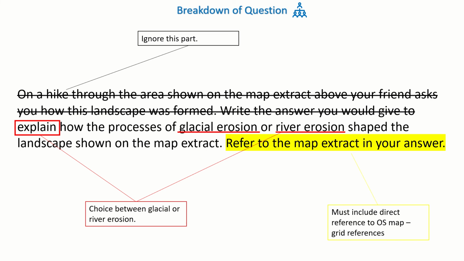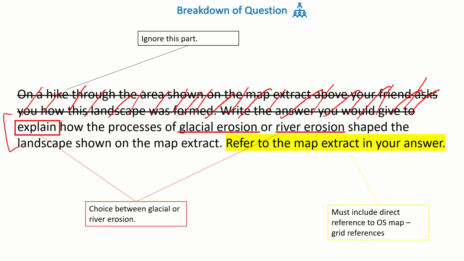This was supposed to come up nice and slowly, so I apologize, but it's jumping for me. What you'll see here is that I've asked you to ignore this first part, because I think asking you to write an answer you'd give to your friend can confuse a student. This isn't an informal environment. This is an exam, and we must write using formal and geographic language to achieve full marks and enhance our answers.